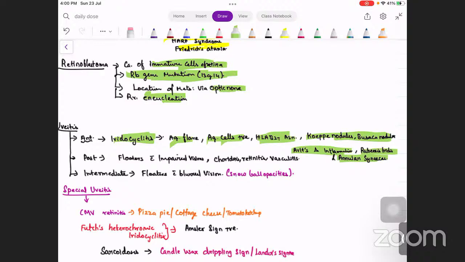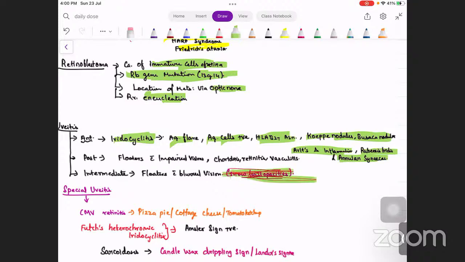Then you have posterior uveitis, where you may see choroiditis, retinitis, and vasculitis. Apart from that, intermediate uveitis presents with floaters and blurred vision; snowball opacities are seen in intermediate uveitis. Very important MCQ.